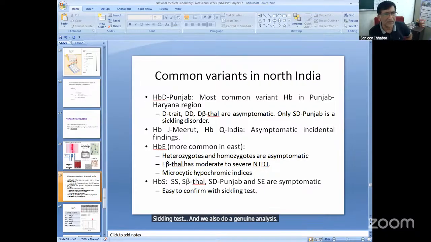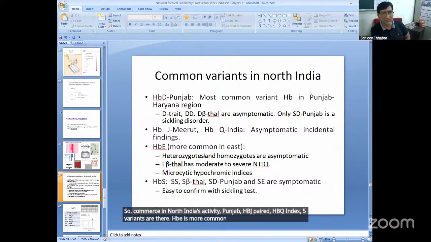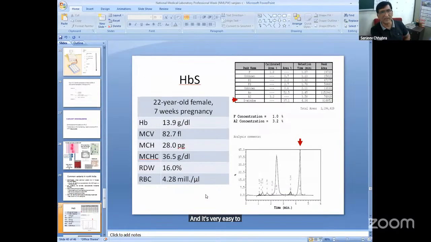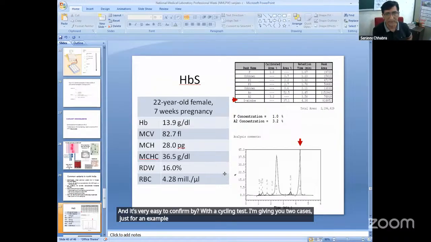Common variants in North India are HbD Punjab, HbJ Meerut, HbQ India alpha variants. HbE is more common in the East zone. HbS in combinations like homozygous, S beta thal, S D Punjab, like this. And it's very easy to confirm with the sickling test. I'm giving you two cases just as an example of how we proceed.